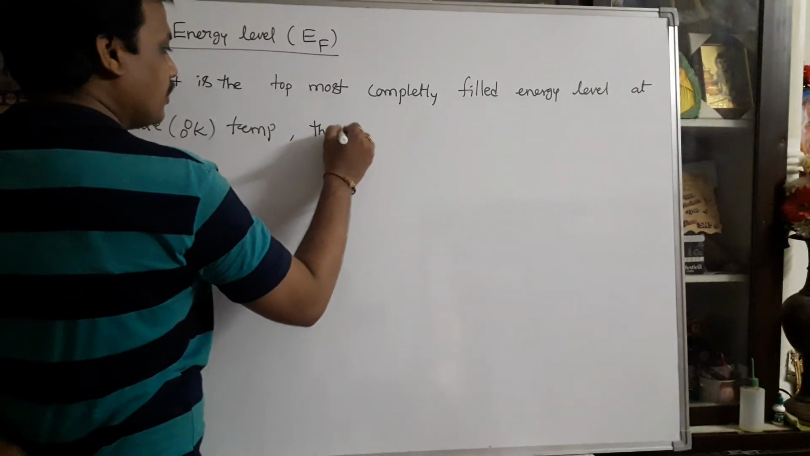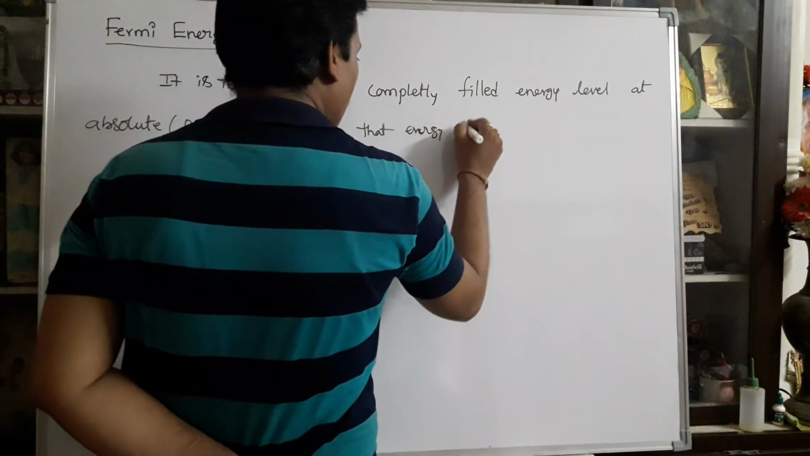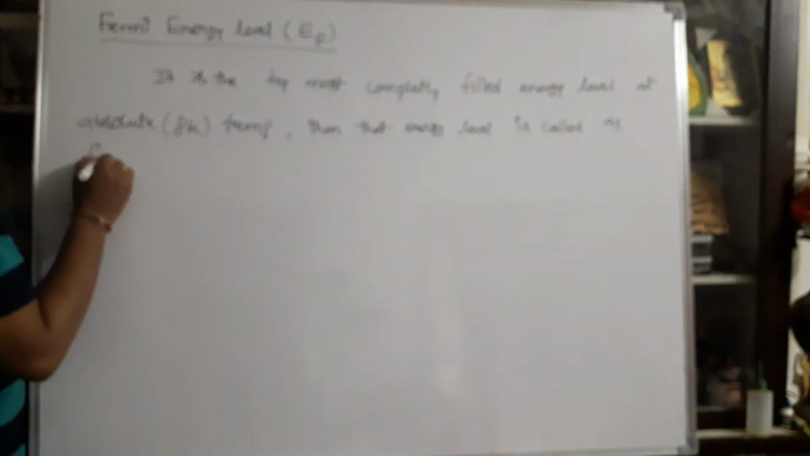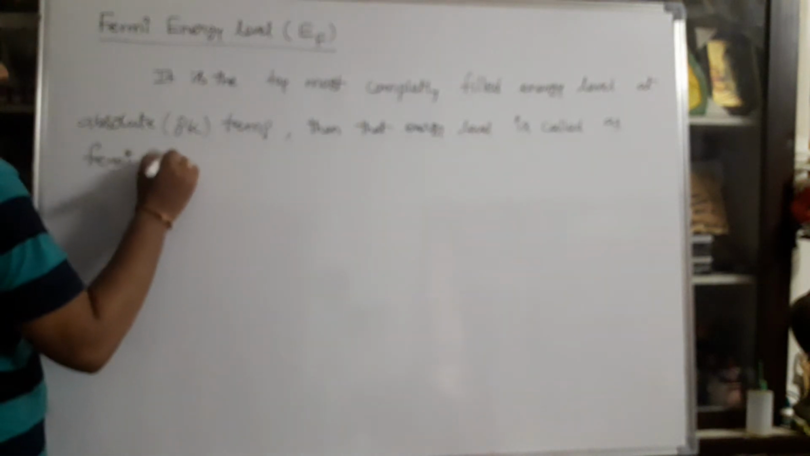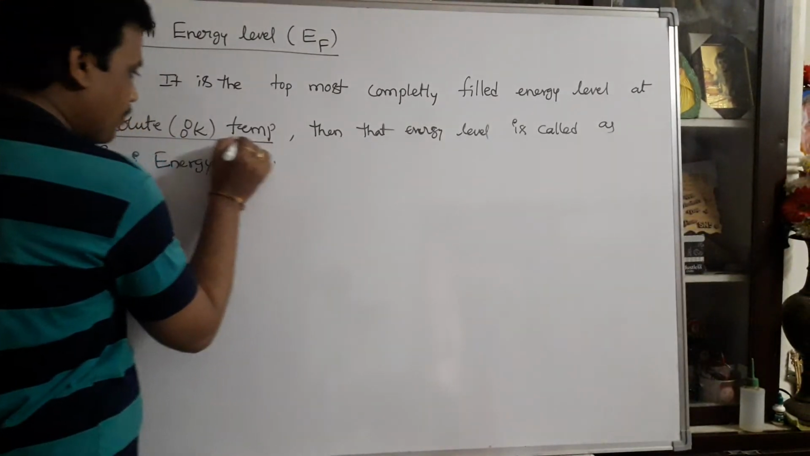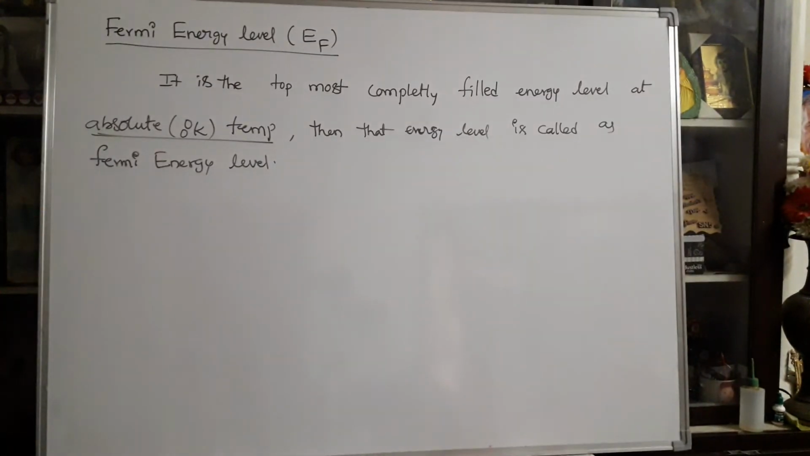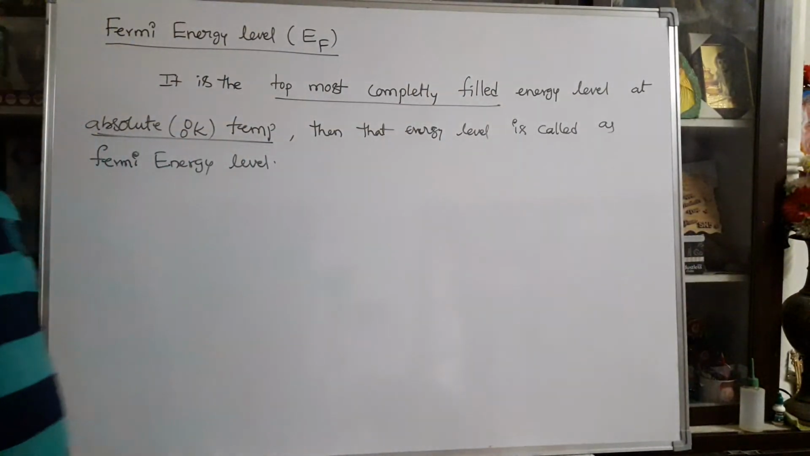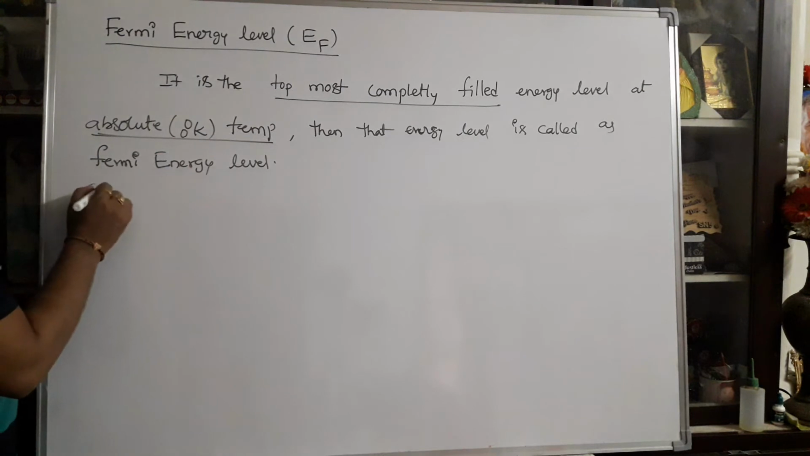Then that energy level is called the Fermi energy level. So the Fermi energy level must be explained at absolute temperature. There is no necessity for room temperature. So you must explain at absolute, nothing but 0 Kelvin. So what is it? The topmost completely filled level. For that, we are explaining by taking an example.